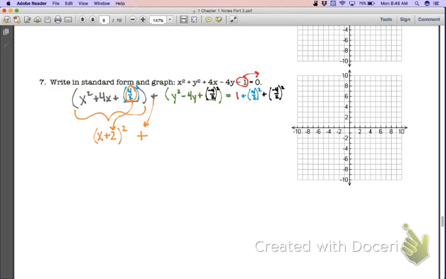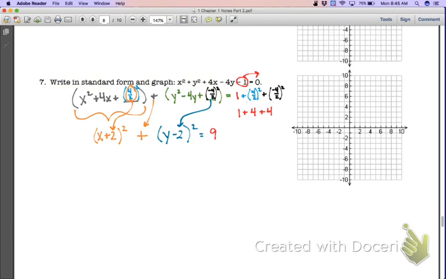Now we're going to do the same thing, but we're going to do it for the y values. We're going to square it. We're going to have y. And then I'm just going to take whatever that number is. So negative 4 divided by 2 is going to be a negative 2. And then on the right side, just kind of combine everything. So I have 1 plus 4 plus 4 again. So it's going to be equal to 9.